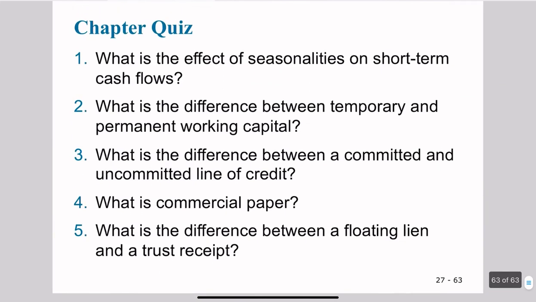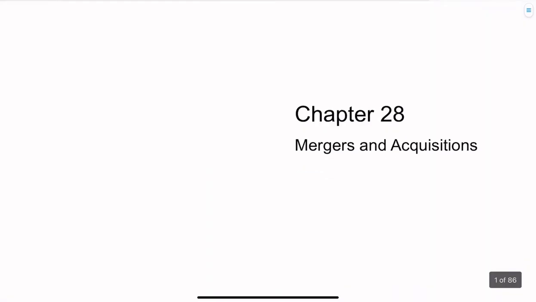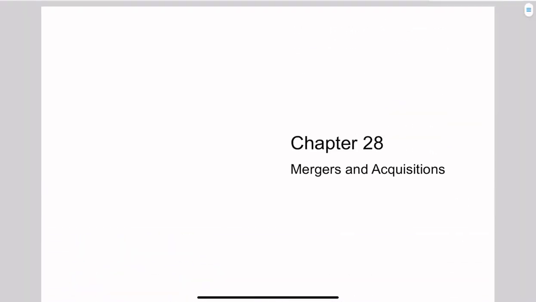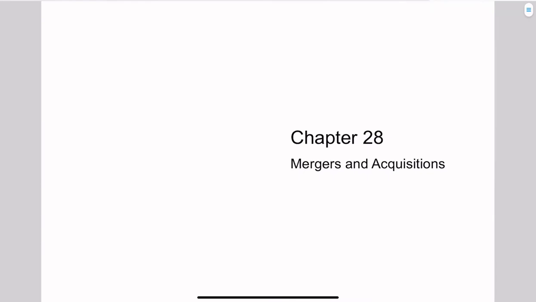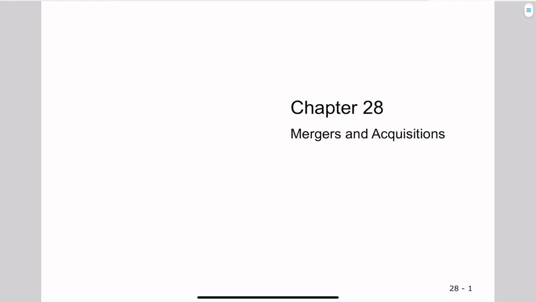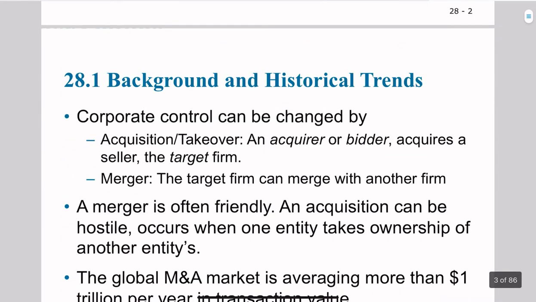Okay, we have finished this simple chapter, so let's move on to the next one, which is chapter 28, merger and acquisition. Merger and acquisition is pretty interesting, both from the perspective of corporate finance and the perspective of investment. So let's first talk about some basic facts or basic concepts of merger and acquisition.